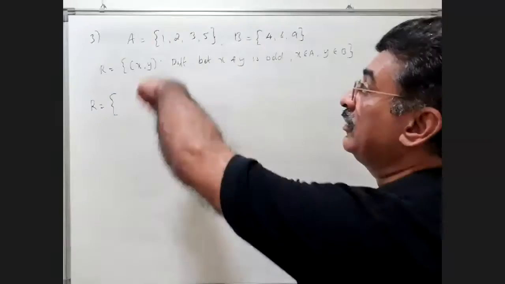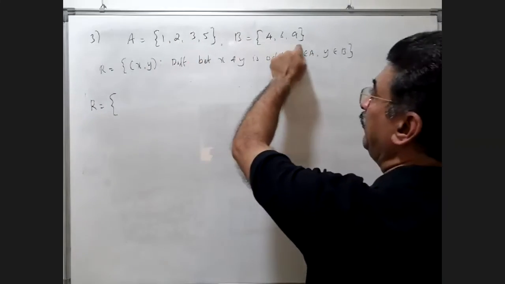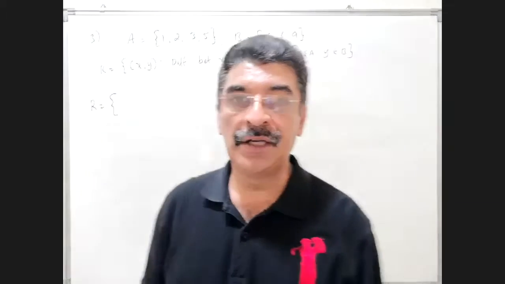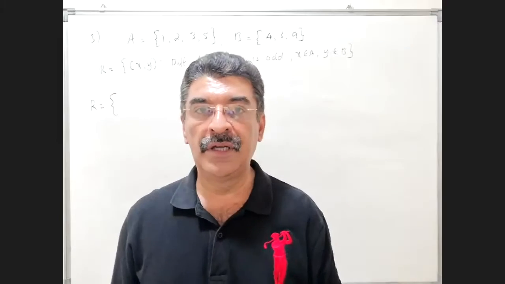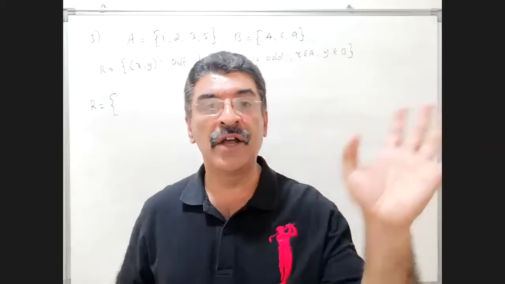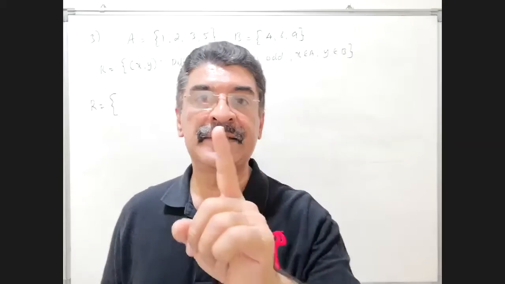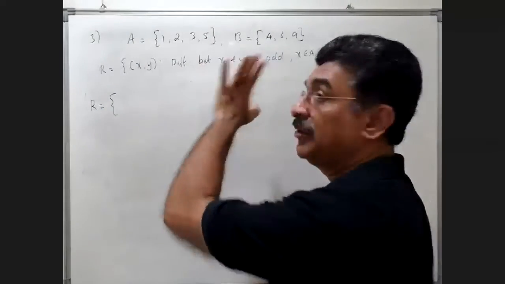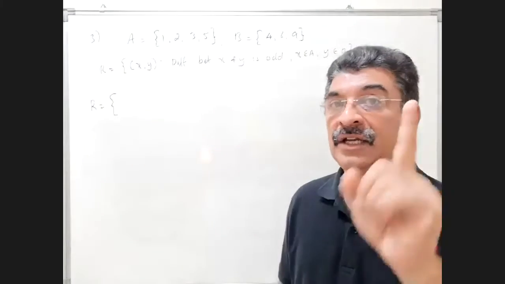A cross B means we take one, we can pair with this three, again two, pairing with this one. So in all we have 4 times 3, that is 12 pairs. In A cross B, in all we will have 12 pairs of numbers. You don't have to write all those 12 pairs. You don't have to write A cross B. Keep that in mind. From this 12 pairs, we select only those pairs where the difference between them is odd.